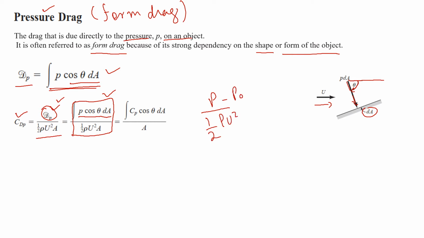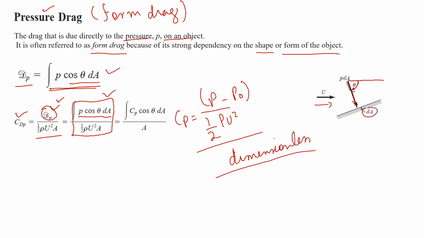If you take a certain reference pressure as well, that is known as the pressure coefficient, and it is a dimensionless entity. That pressure coefficient can be seen right here, and we can also represent the pressure drag coefficient in terms of the pressure coefficient like this.